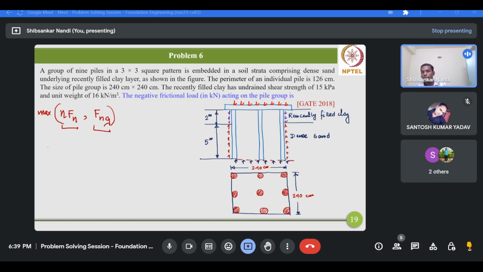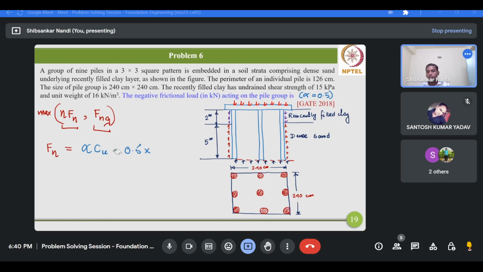So first of all, this Fn. We have figured out that only the recently filled clay portion will have the negative frictional load or negative skin friction. Okay, so Fn will be alpha times C. This is a simple formula for negative skin friction. Now what is the value of alpha? I hope it's not given in this problem, so you can take this value as 0.5. Somehow it's missed. Okay, so 0.5.